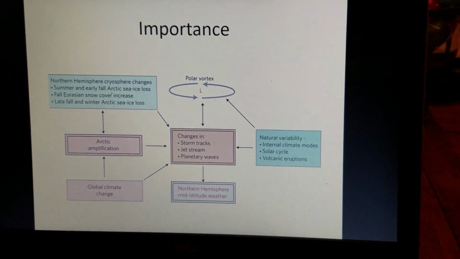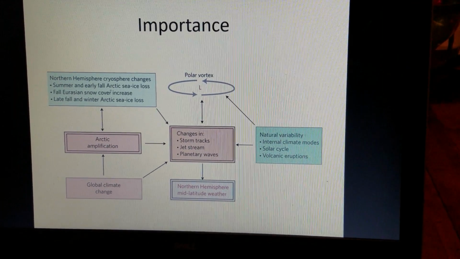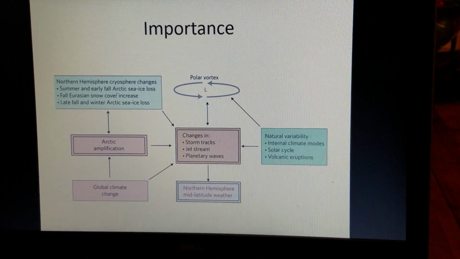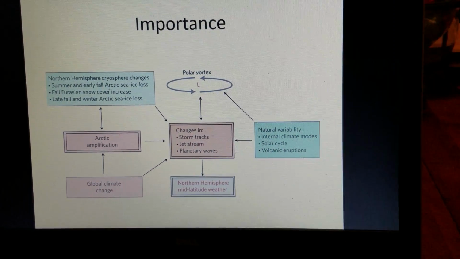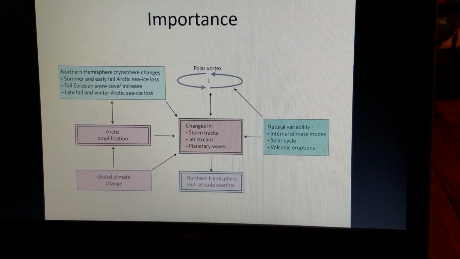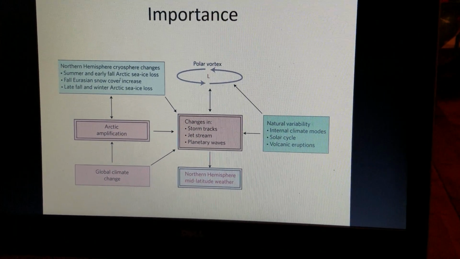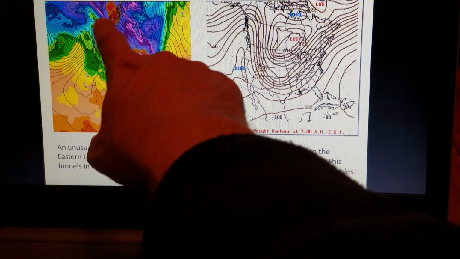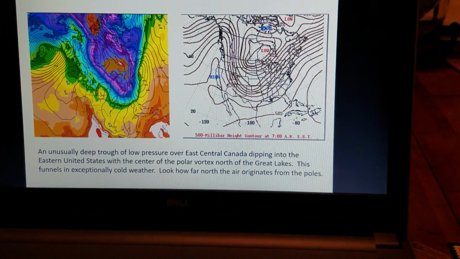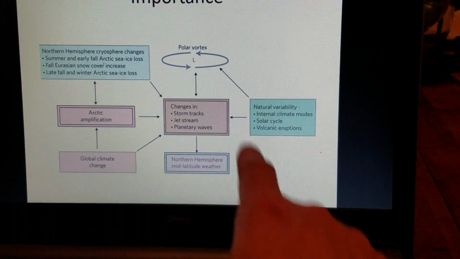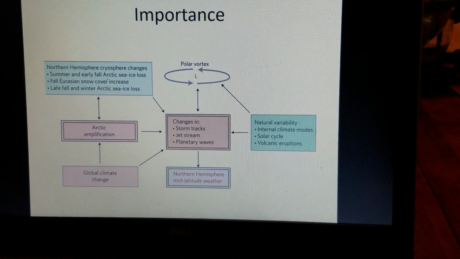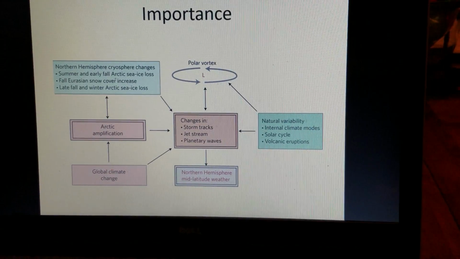Now, what's the importance of the polar vortex? The main one I want to get at here is the changes in the storm tracks, especially the changes in the planetary waves, the long wave pattern in the jet stream. This sets up this anomalous deep trough over the eastern United States. When the polar vortex weakens is when you get the coldest air dislodged towards the lower 48.